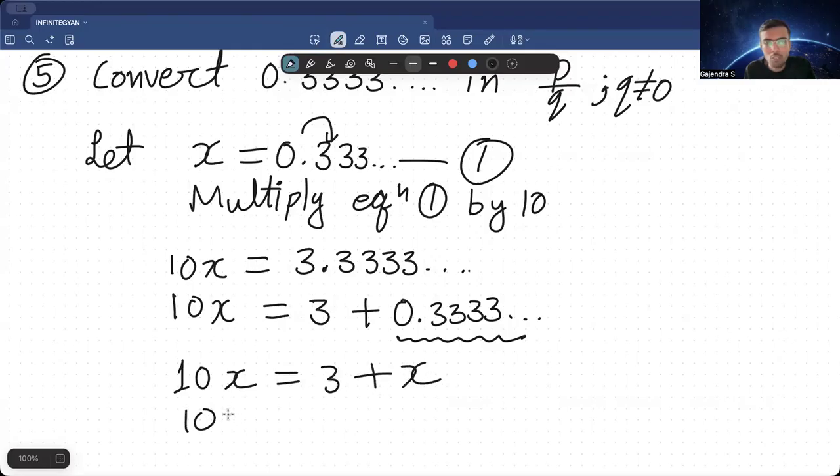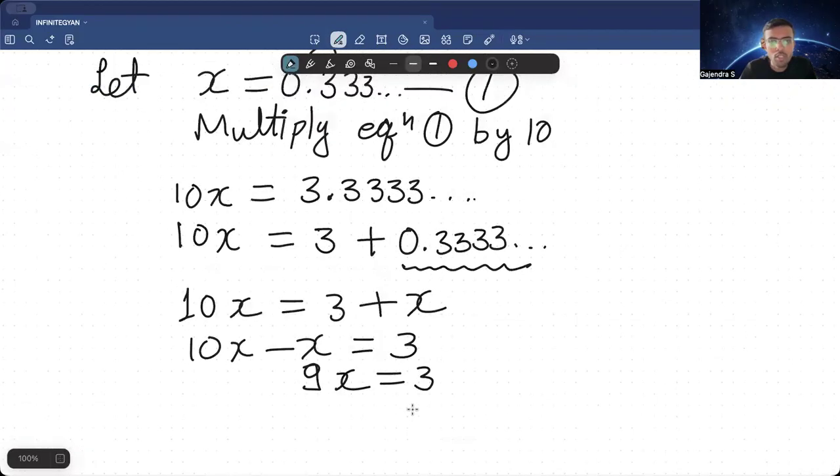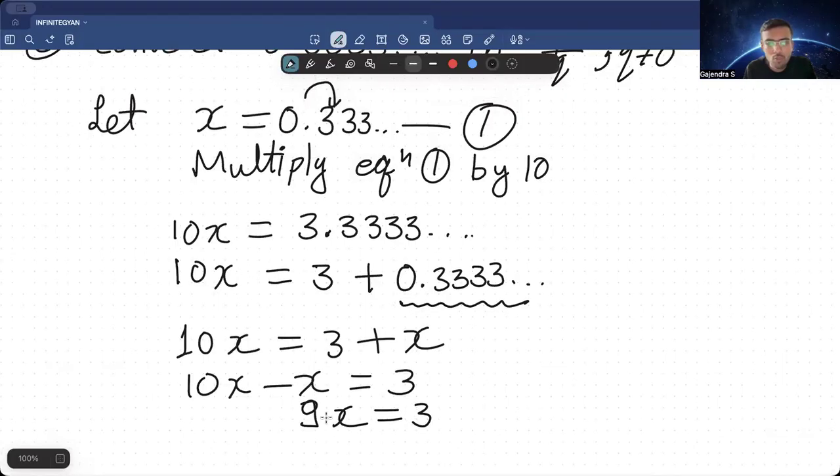So we transpose x, so it becomes minus x: 10x minus x is equal to 3, 9x is equal to 3, and next step, x is equal to 3 by 9, and 3 ones are 3 and 3 threes are 9, so here we have 1 by 3. So the P by Q form of 0.33333 is 1 by 3. And you can check, divide 1 by 3, the answer will be the same, 0.33, keep going on, so it will never stop after the decimal.